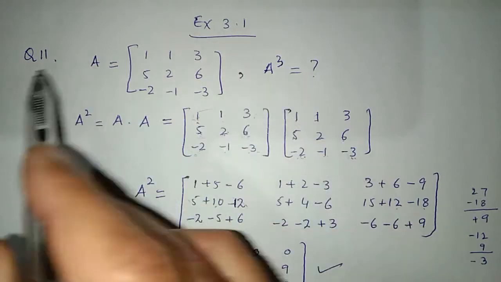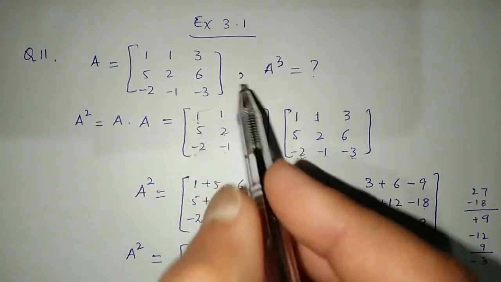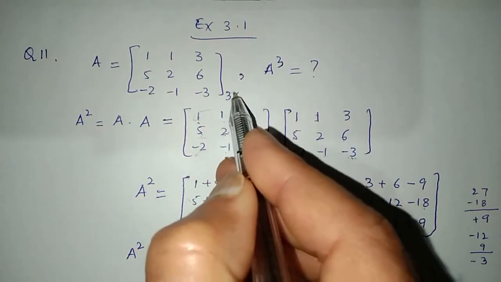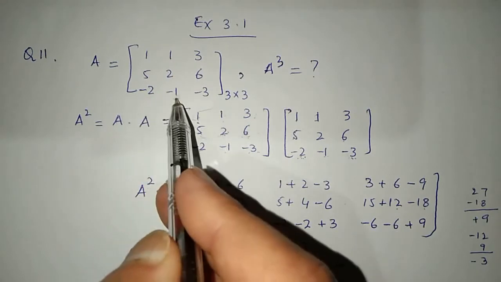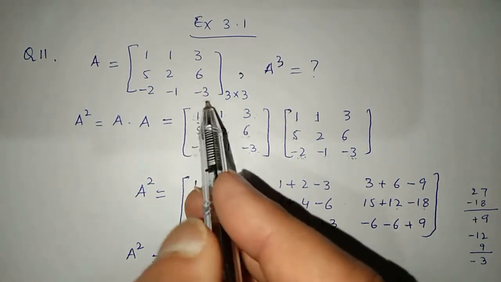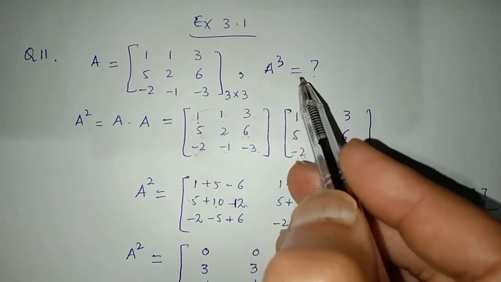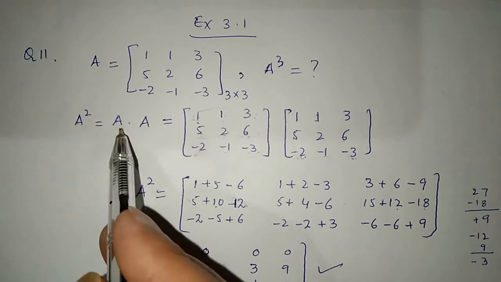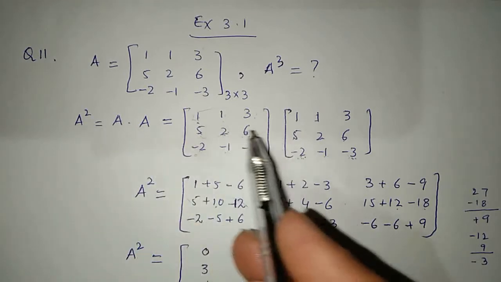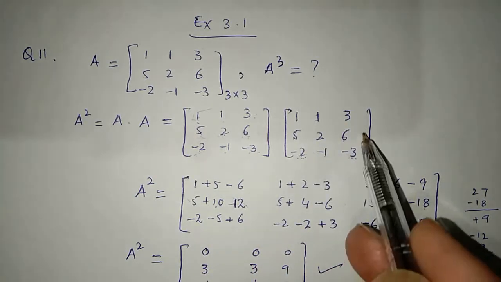Exercise 3.1, question number 11. A is given, a matrix of order 3 by 3: [1, 1, 3], [5, 2, 6], [-2, -1, -3]. We are to find A cube. First of all, we find A square by multiplying A with A by matrix multiplication. So A is multiplied with matrix A.